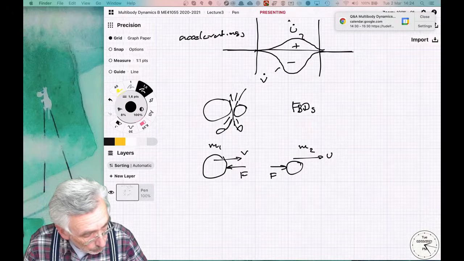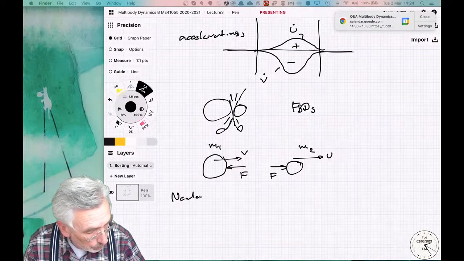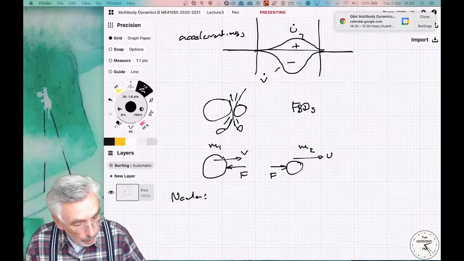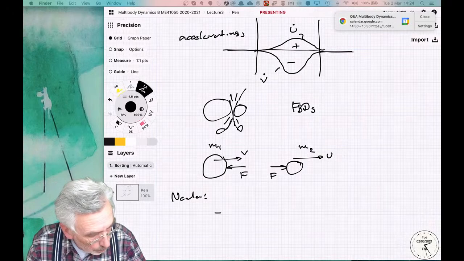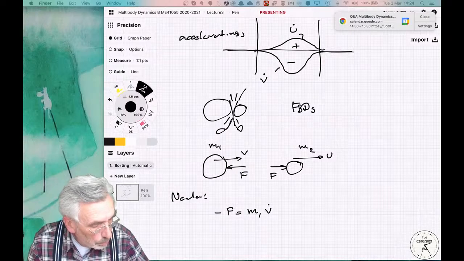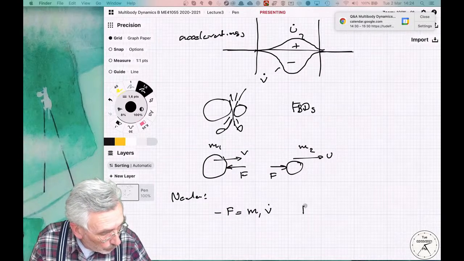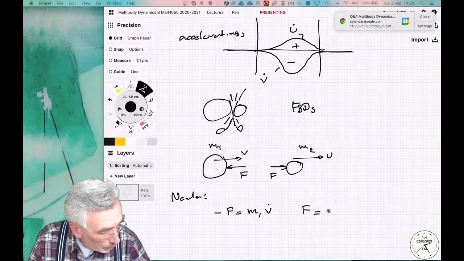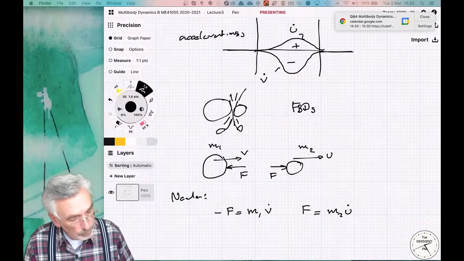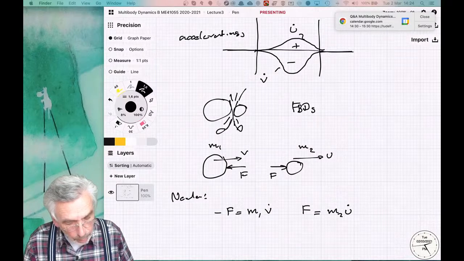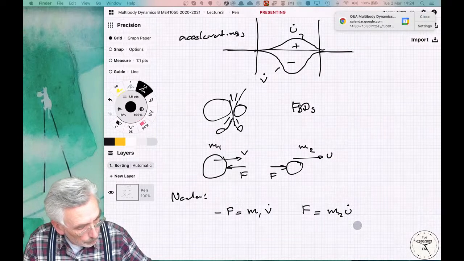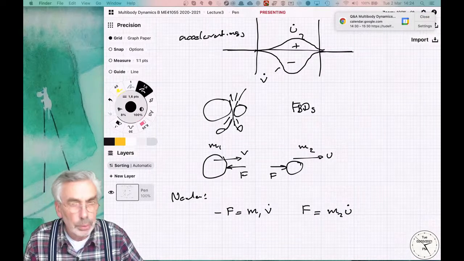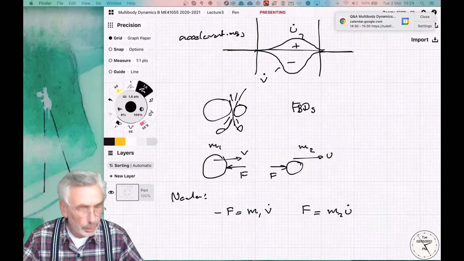Then let's write Newton equations for this, right? So what does Newton say here? Well, the sum of the forces is the mass times the change in velocity. So it says minus F equals M1 times v dot. And likewise here I can say F equals M2 times u dot. Aha! So we see that these two expressions, M1 v dot and M2 u dot, should be identical. They have opposite sign, but they should be identical.